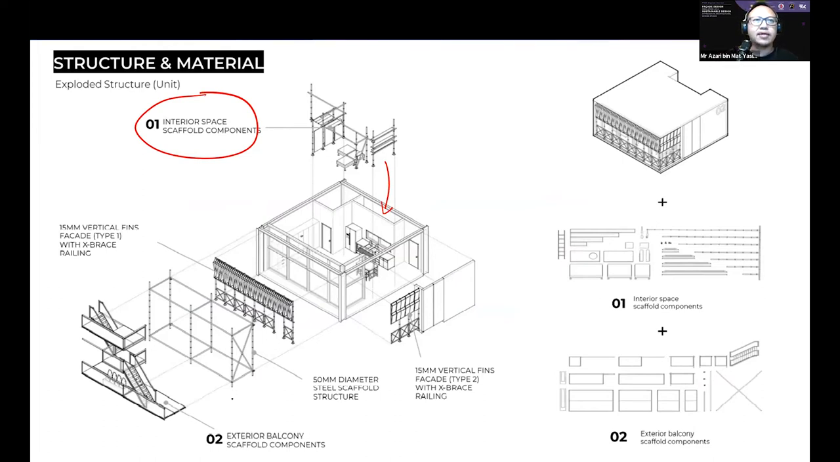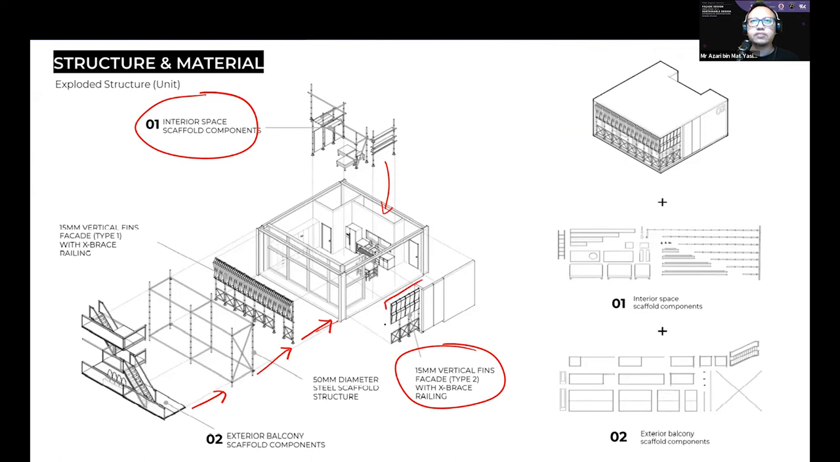So basically, he has the assembly where this will be assembled on that particular bay. And then the scaffold will be assembled together, and then the exterior balcony scaffold component, which forms the circulation area for the building, will be assembled last. So there are three layers that are going to be assembled on this side, and then as you can see here, the 15 millimeter vertical pins that are used to deal with the east and west exposure are being installed on this side.